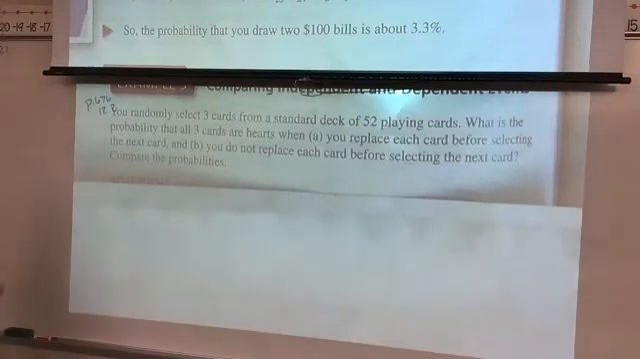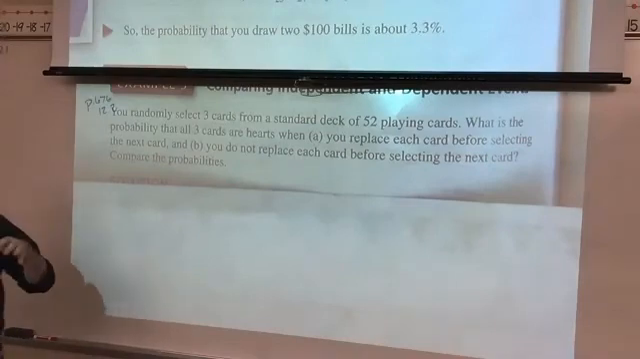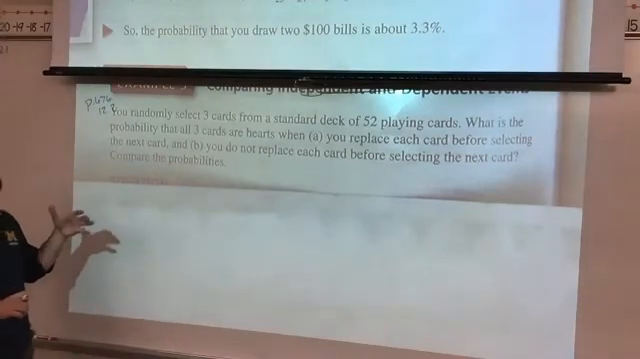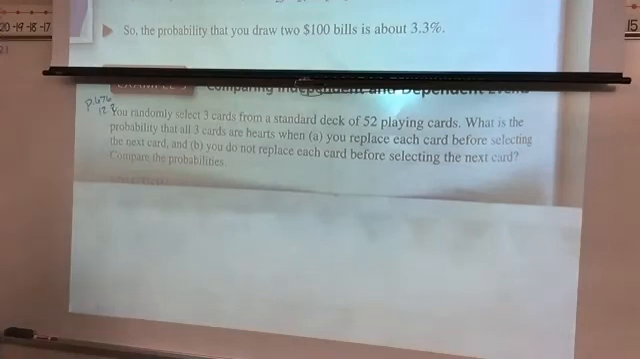All right, first situation, we're replacing it every time, we're putting it back in. What's that probability that we're gonna get all 3 hearts when we replace the card every time? Brody?